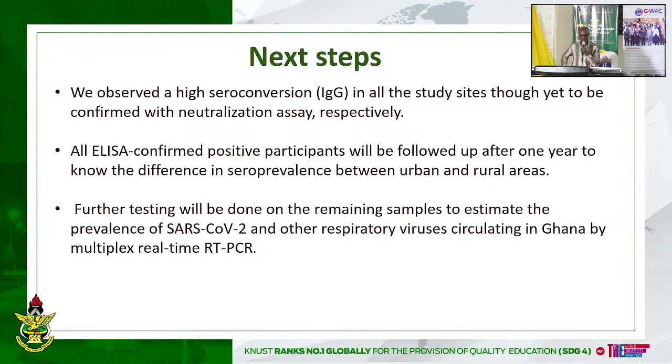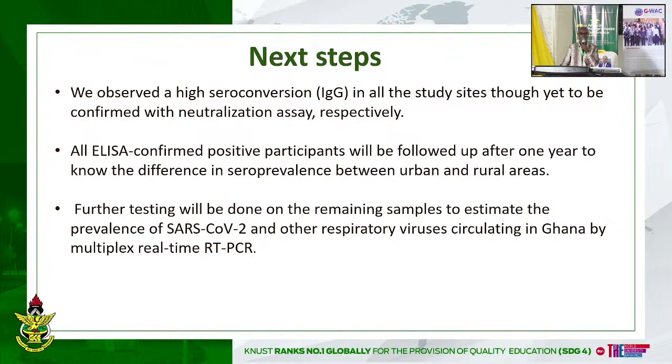The next step for the study: we observed a high seroconversion, that is IgG, in all the study sites, though yet to be confirmed with a neutralization assay. This means that for the positives we are seeing, we have to go further and do a neutralization test specifically for SARS-CoV-2, so that we know the positives for IgG and NCP are true positives. When you confirm those positives, they will be used for the study.